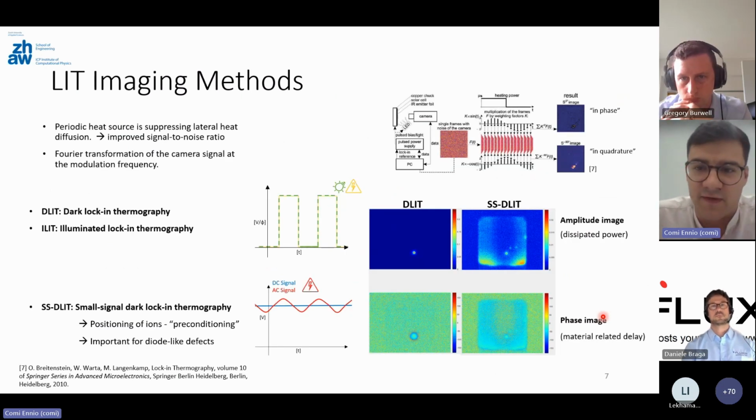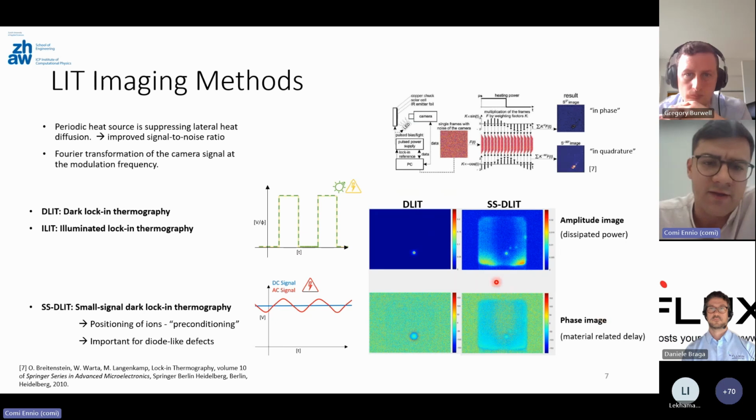So lock-in thermography is quite famous for imaging of small defects with very little heating due to a very high signal-to-noise ratio.